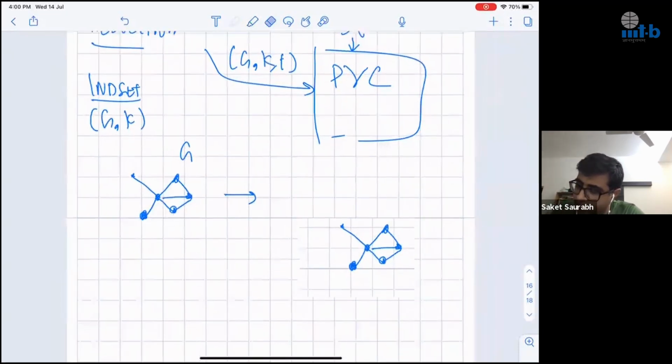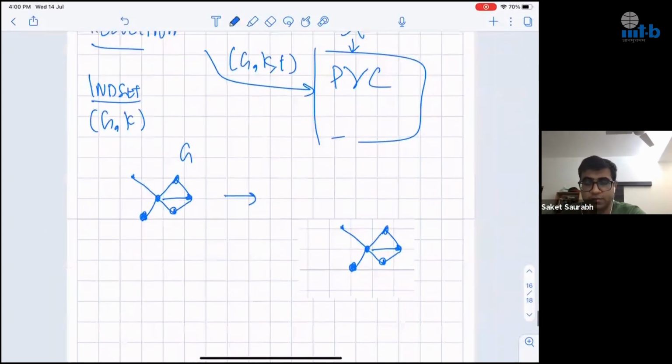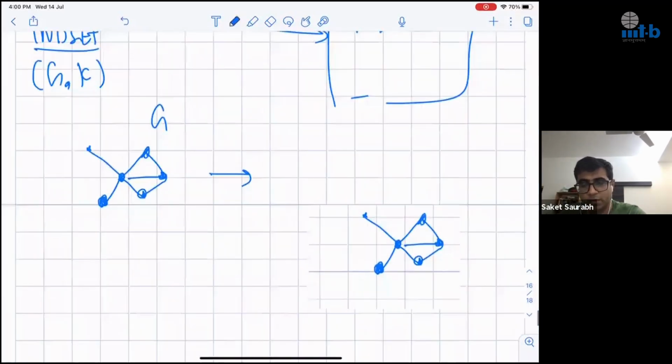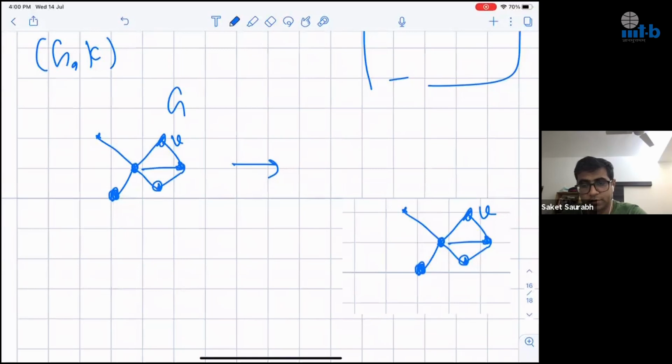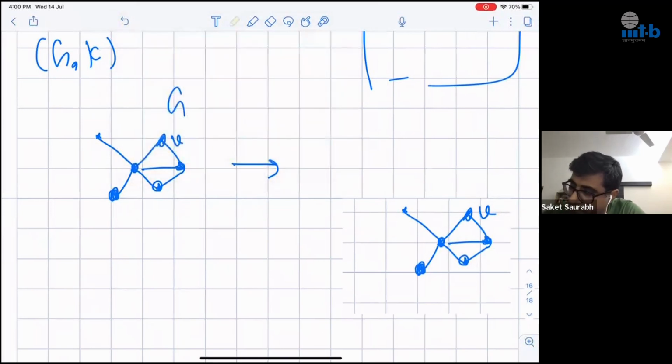What is the degree of this vertex V in this graph? Anybody? Degree of this vertex V in G? 2. Very nice.